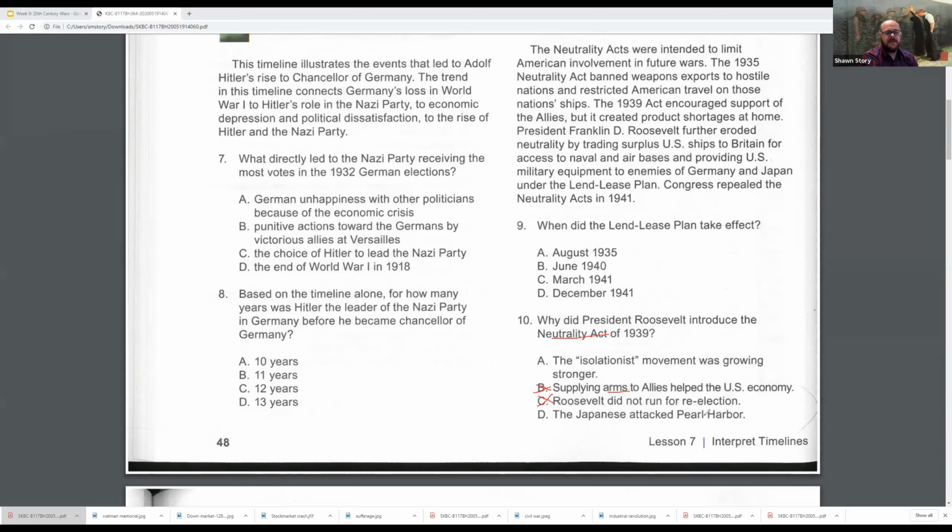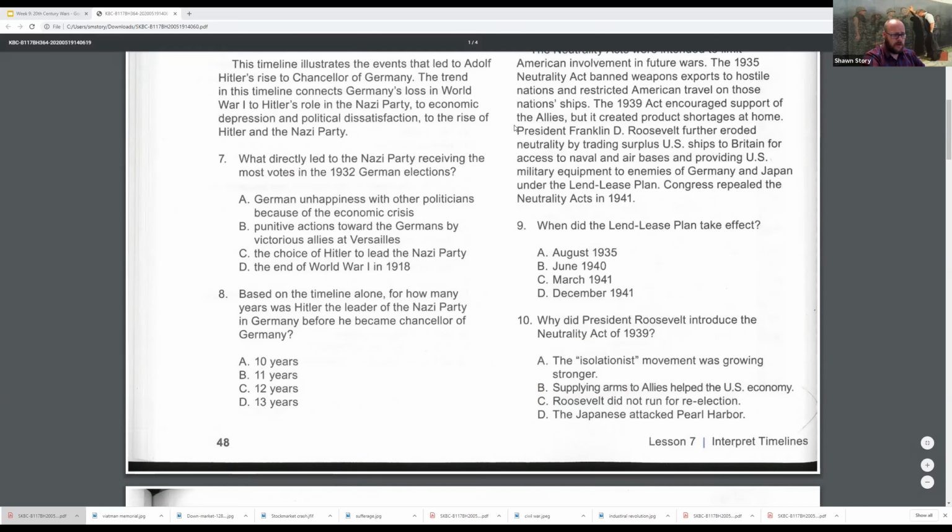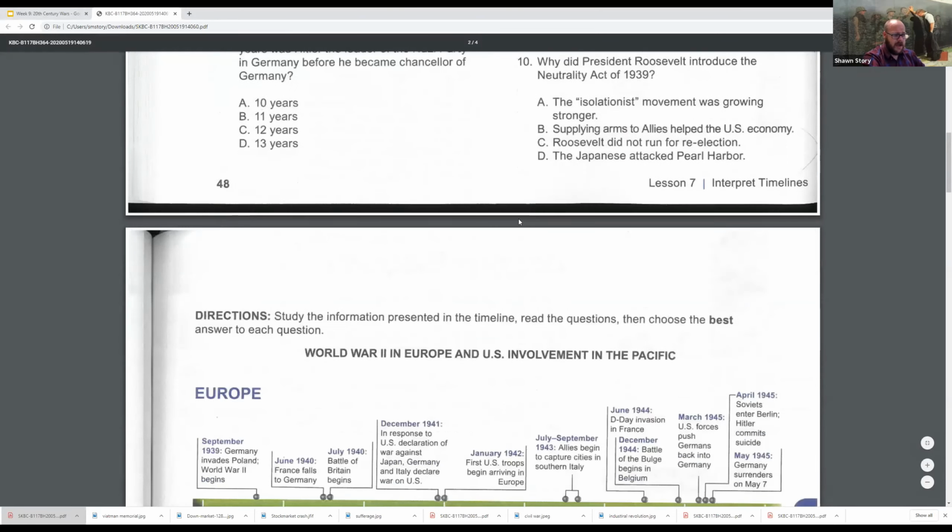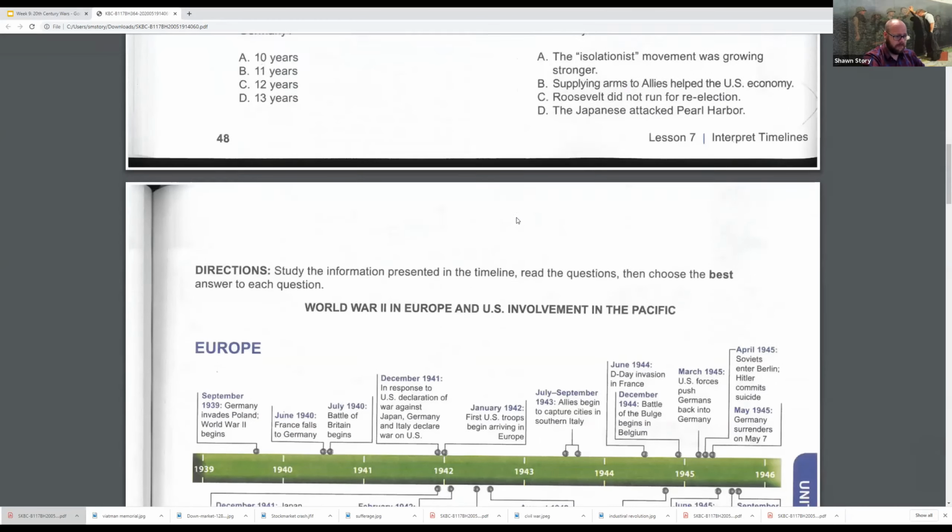Now, the Japanese do attack Pearl Harbor, but that's towards the end when the U.S. joins. Here, the isolationist movement was growing stronger. That was kind of at the beginning. Which one of these would be a better answer? If you said A, you are correct. The isolationist movement was growing stronger in the United States. Again, they didn't want to go to war. They couldn't afford to go to war. It was expensive and dangerous. And they had just finished World War I.